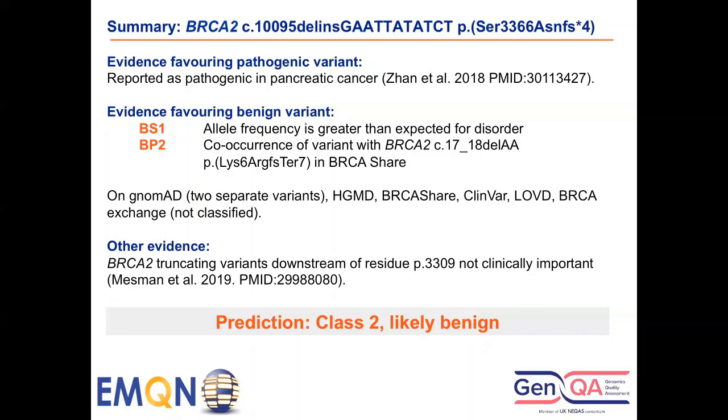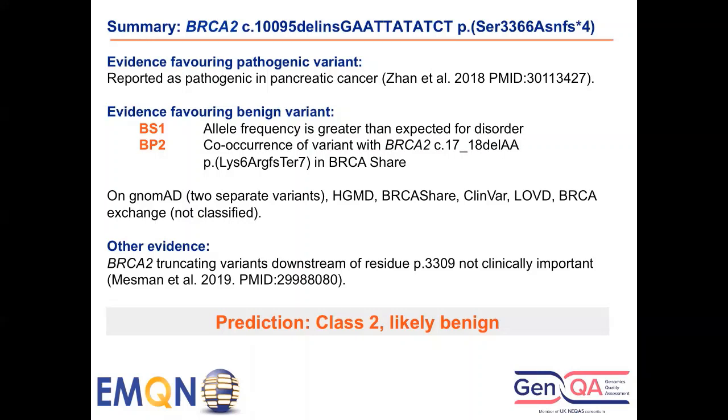In addition, from the BRCA shared database, it was found to co-occur with another BRCA2 class 5 frameshift variant. Therefore, we can use BP2. It is also located on ClinVar 9 times as likely benign or benign and 3 times as a VUS, and is reported on LOVD 28 times as either VUS or benign. So this is all just indicating that it's fairly common in the population.